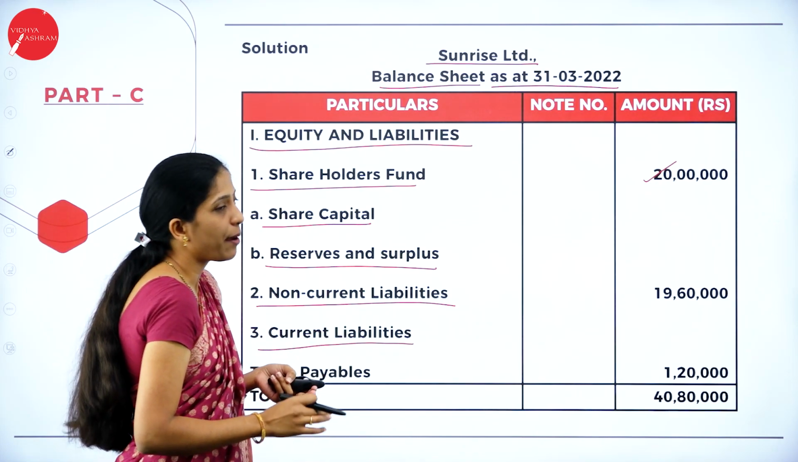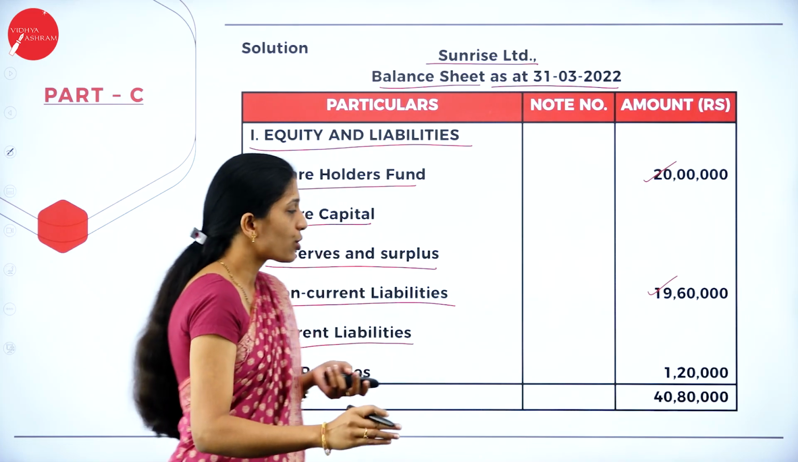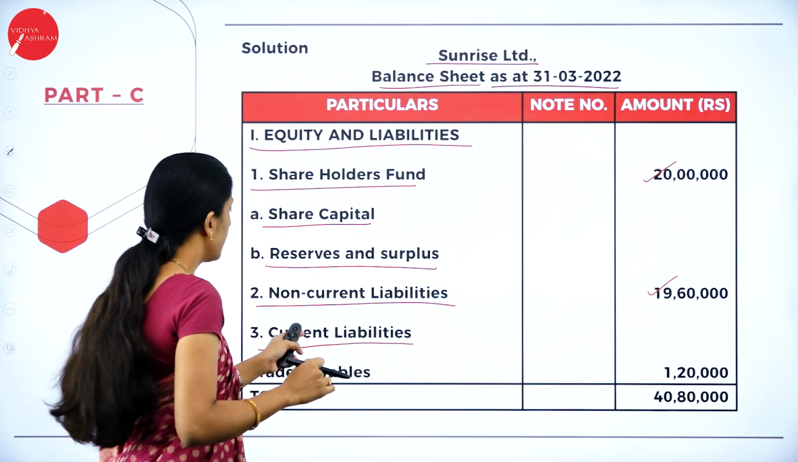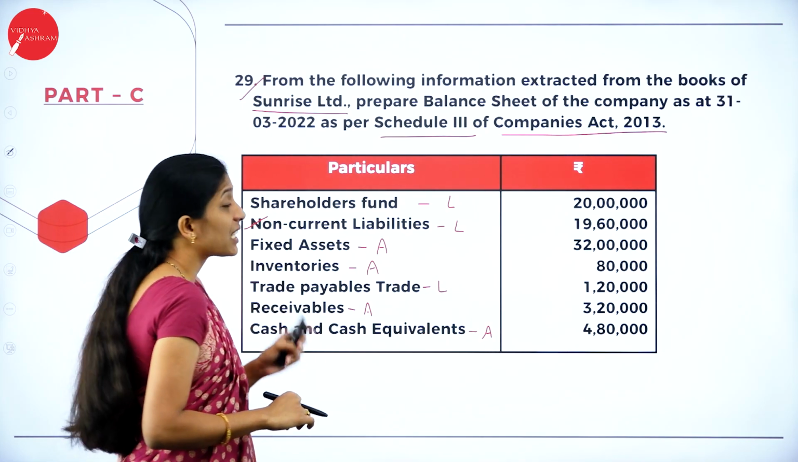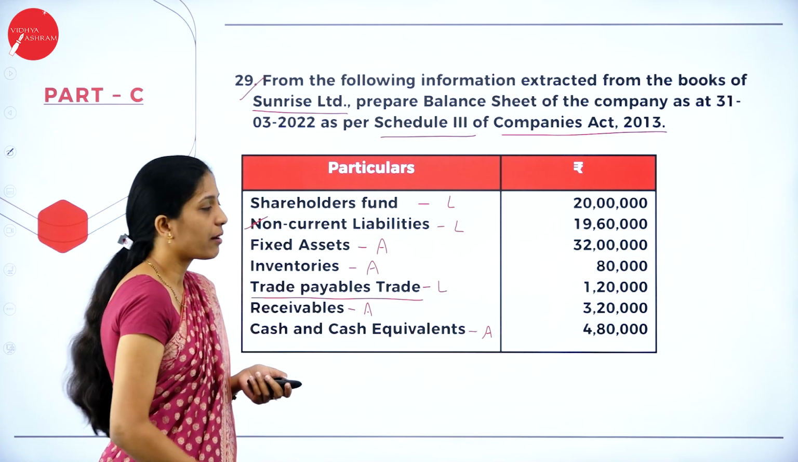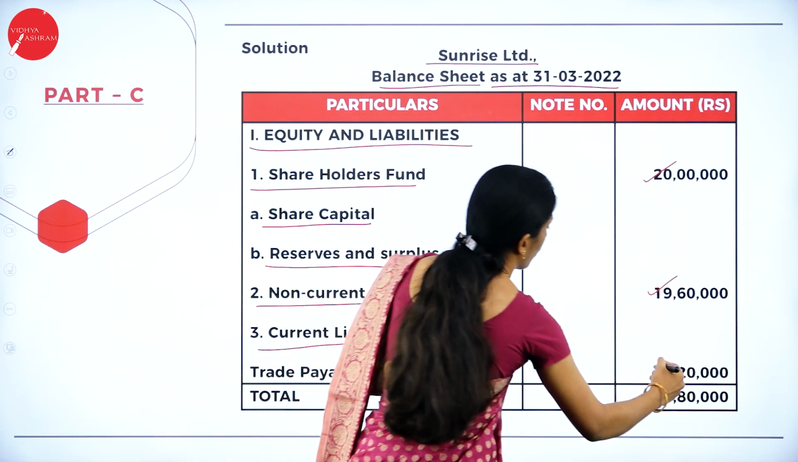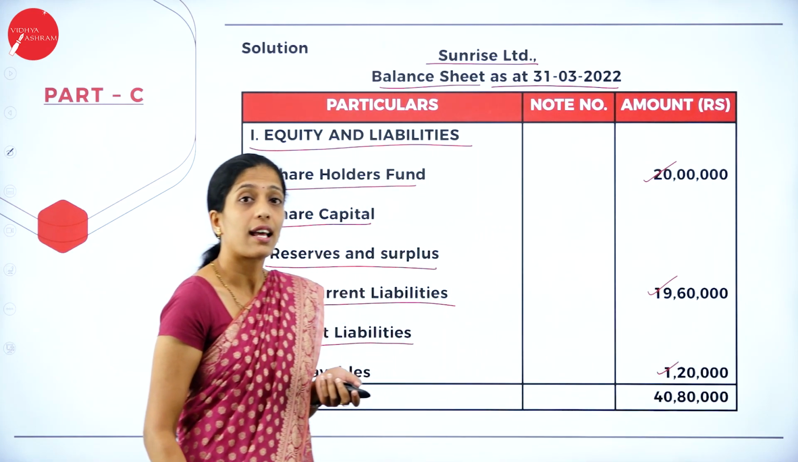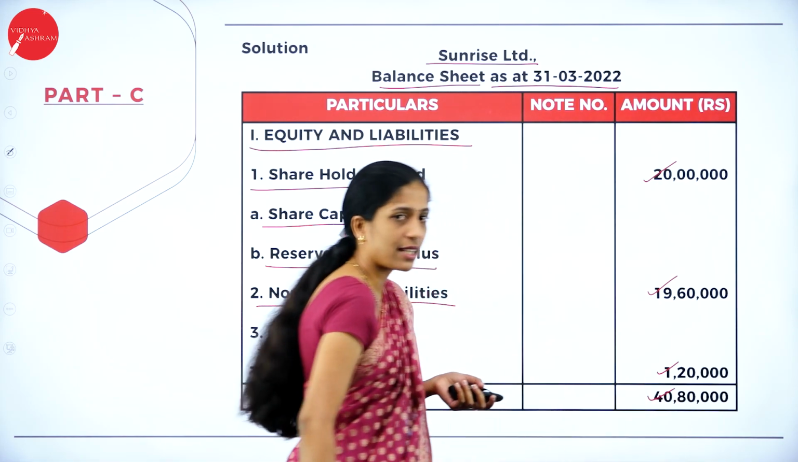Next, non-current liability they have given, that is 19,60,000. So whatever they have given, you can write. Next, let us see whether they have given current liabilities. Current liability they have not directly given, but they have given trade payables. Okay, so take it directly. How much? 1,20,000. So trade payables comes under current liabilities. Then you total, you will get 40,80,000.